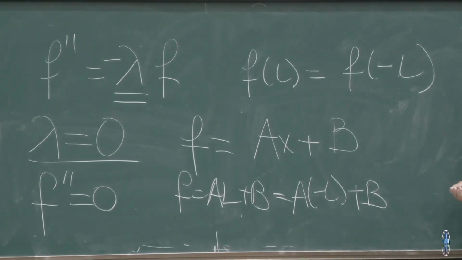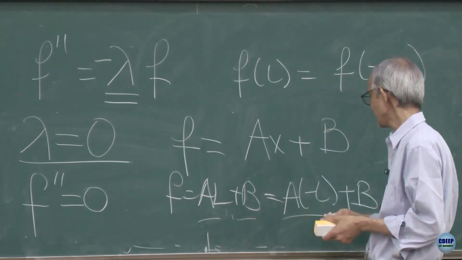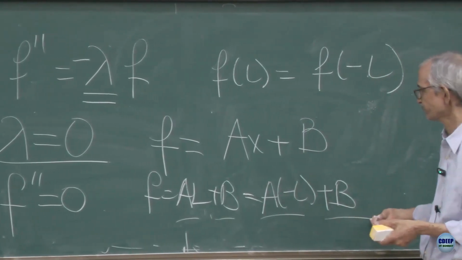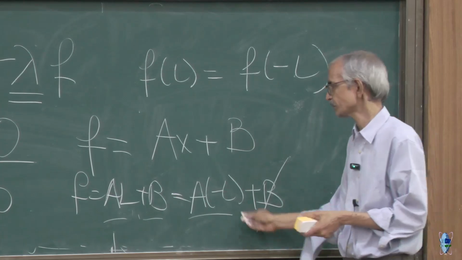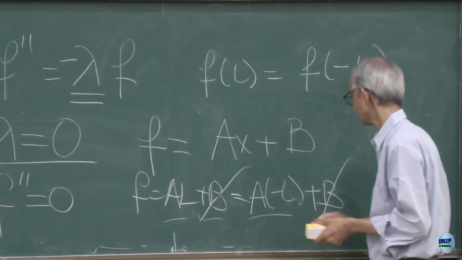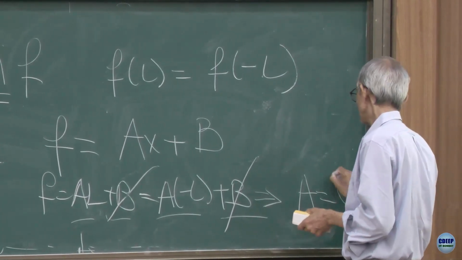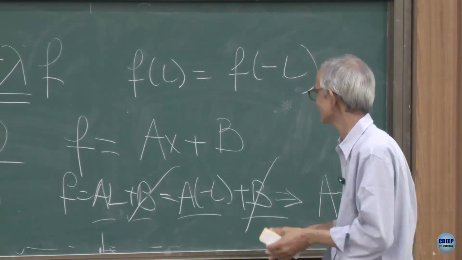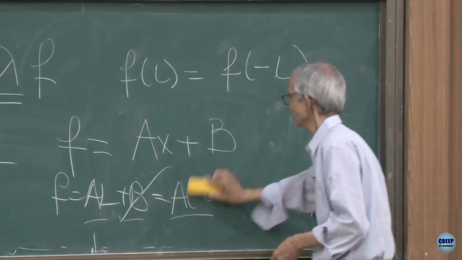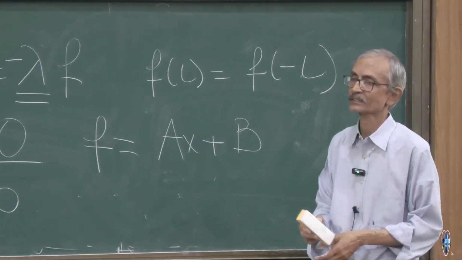Can I say anything? AL plus B is A times minus L plus B. Can I cancel off the B? Yeah, because B is a constant, I can cancel it off. This means A is equal to 0. You keep thinking this fellow keeps beating the dead dog all the time. We have already shown A is equal to 0 in the past.